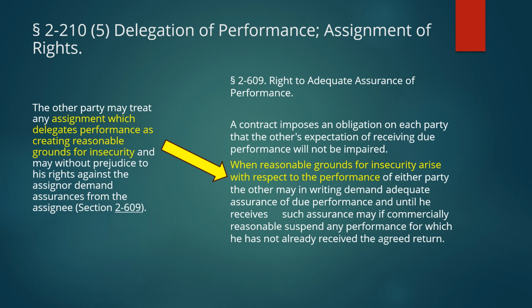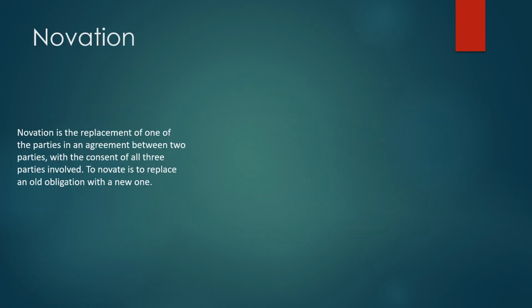So we have this delegation of duty or assignment of rights. They are not a new contract. If we want a separate agreement, we do a novation. Novation is when you replace one of the parties in an agreement between two parties. So two parties have an agreement, and the two parties plus this third party agree to come up with a separate contract, and I'm just going to replace the obligation. Now, instead of me doing something, Fred is going to do it.